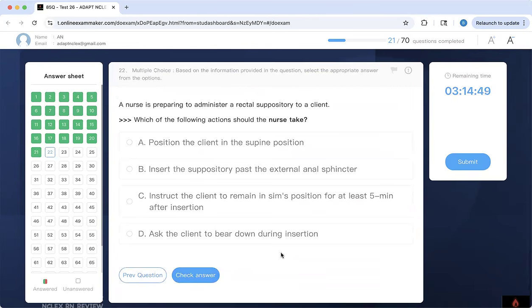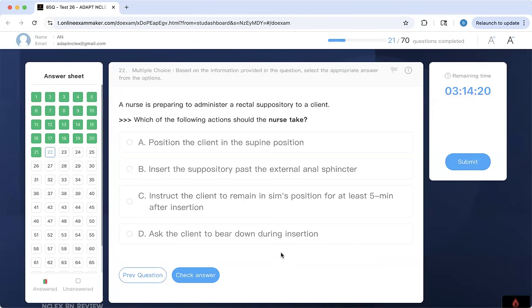22. A nurse is preparing to administer a rectal suppository to a client. Which of the following actions should the nurse take? Position the client in the supine position. Insert the suppository past the external anal sphincter. Instruct the client to remain in same position for at least 5 minutes after the insertion. Ask the client to bear down during insertion. How do you give suppository? What are the things you have to do? Medication administration, safe medication administration.